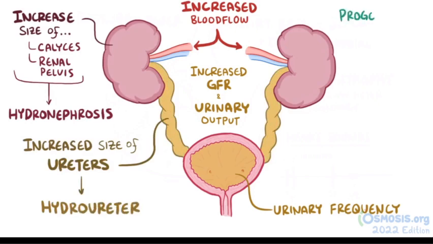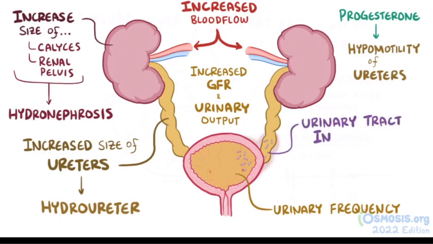In addition, progesterone causes hypomotility of the ureters. The increased capacity to store urine and the hypomotility in the ureters results in urinary stasis in the kidneys and increases the risk of an upper urinary tract infection.